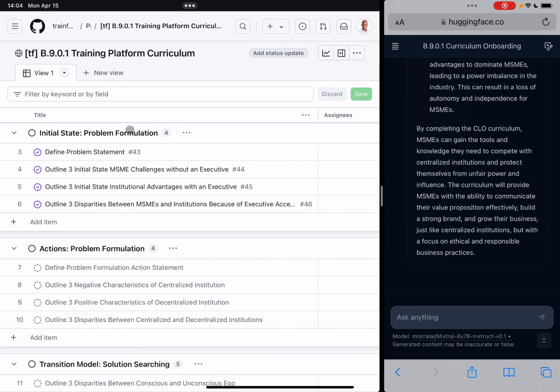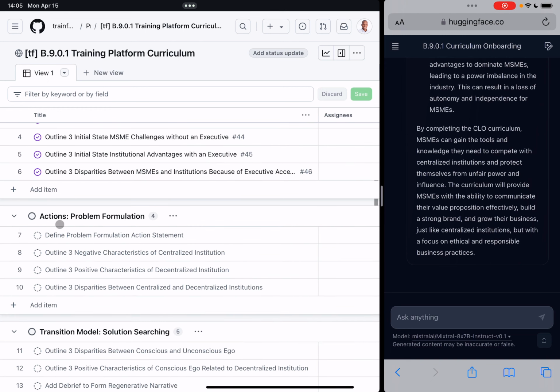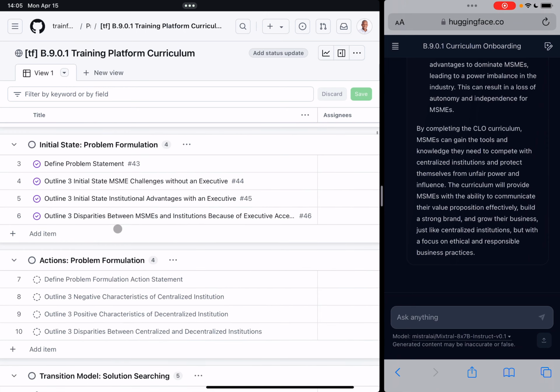Yesterday I completed the problem formulation initial state for the training platform curriculum B.9.0.1. Today I'm going to be moving on to the problem formulation actions. So what are the actual actions that we're going to take? And for a little context, the problem formulation is centered around closed source executives.